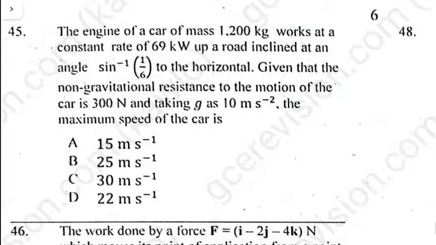So question 45 reads, the engine of a car of mass 1200 kg works at a constant rate of 69 kilowatts up a road inclined at theta to the horizontal, where theta equals sine inverse of 1 on 6. Given that the gravitational resistance to the motion of the car is 300 newtons, taking g as 10, what's the maximum speed of the car?